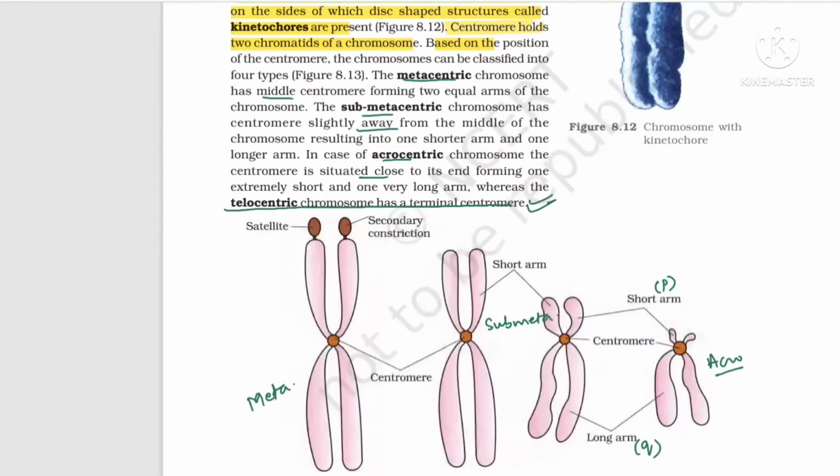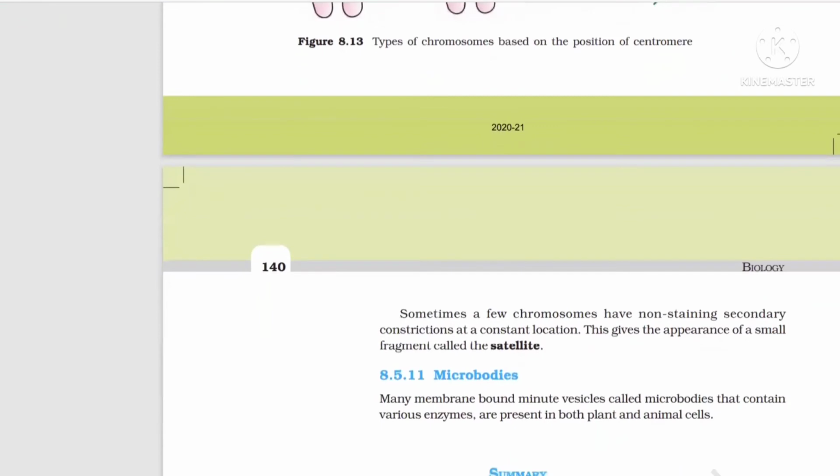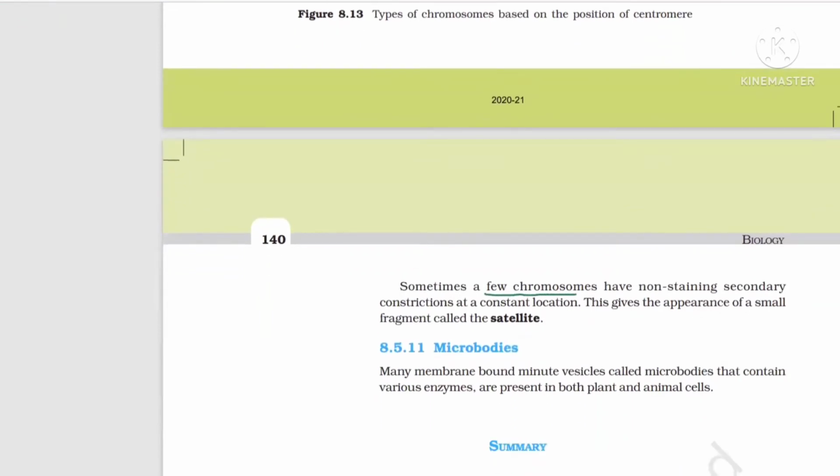I think this much is clear to you. Nucleus is clear to you, beta? Any doubt in this? Few chromosomes have a non-staining secondary constriction at a constant location. It gives the appearance of a small fragment known as the satellite. The fragment is known as the satellite. The secondary constriction is not known as satellite. Remember this.